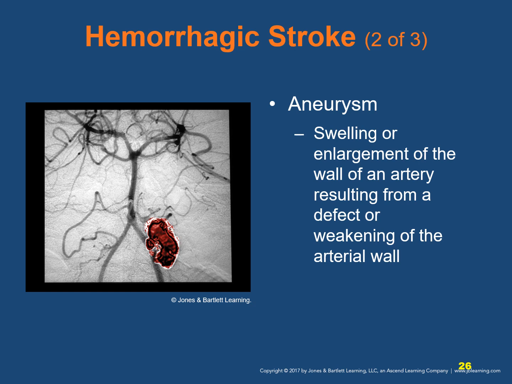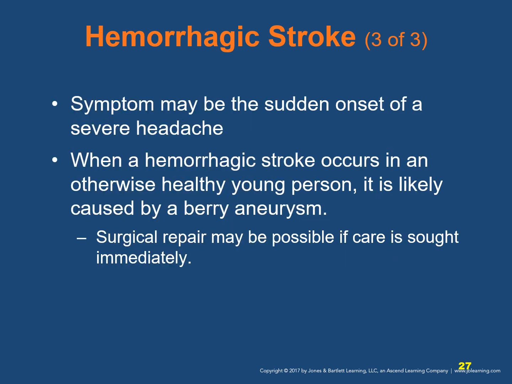Now let's discuss aneurysm. An aneurysm is a swelling or enlargement of the wall of an artery resulting from a defect or weakening of the arterial wall. A symptom of aneurysm may be the sudden onset of severe headache. When a hemorrhagic stroke occurs in an otherwise healthy young person, it is likely caused by a weakness in a blood vessel called a berry aneurysm. Surgical repair may be possible if care is sought immediately.